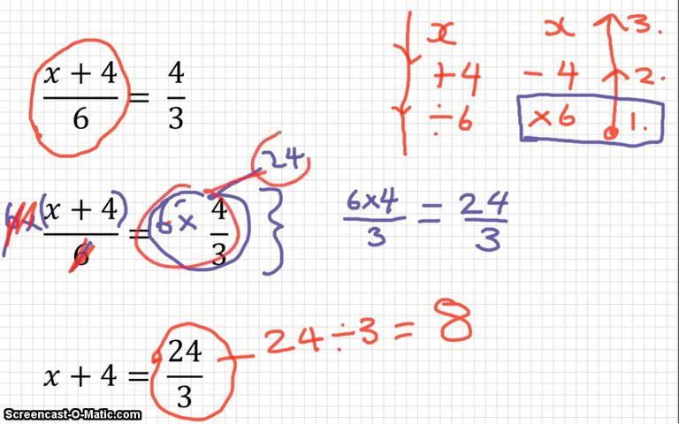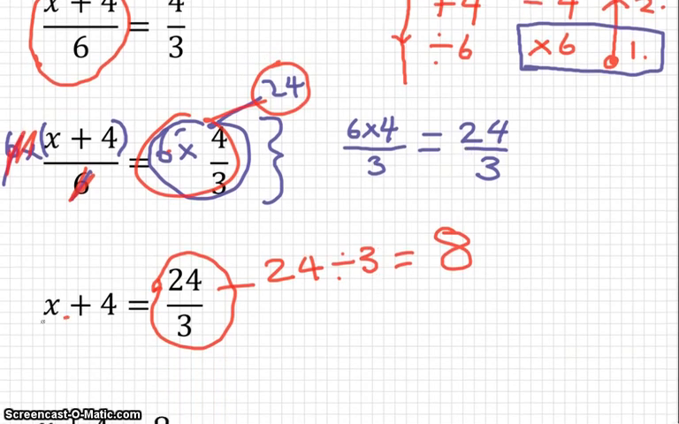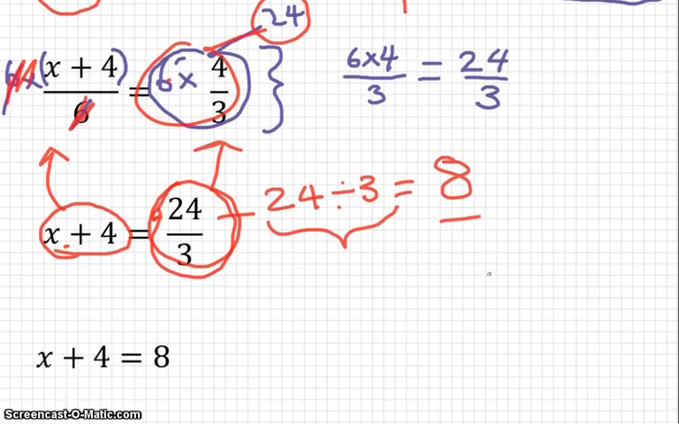That will equal 24. So that got us down to the next line, where we had x plus 4, because that was all that was left after we cancelled out those 6's, equals 24 over 3, because that is what we got after 6 times 4 over 3. So 6 times 4 equals 24 over 3. Here we are. We simplified that down, or evaluated it, and worked that out to be 8. So our next line is then x plus 4 equals 8.